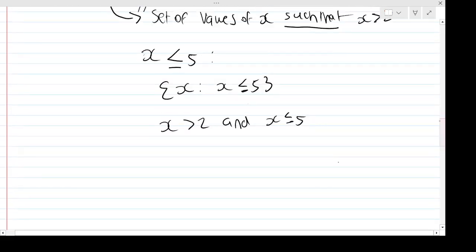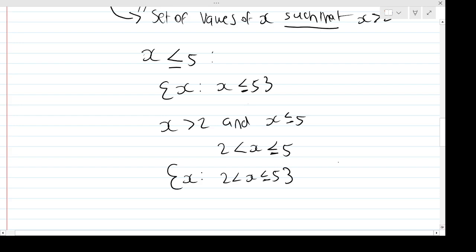Well, from the last exercise, you should realise that we can combine this together. Say 2 has to be less than x, has to be less than or equal to 5. So x has to be greater than 2, but x also has to be less than or equal to 5, which gets us this. We can say then the set of values of x such that 2 is less than x less than or equal to 5, right?